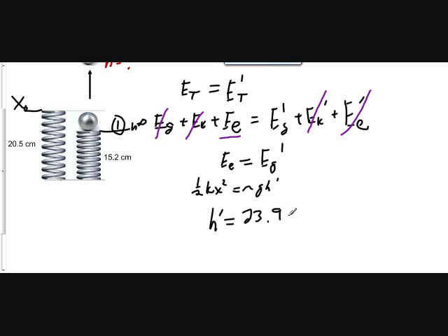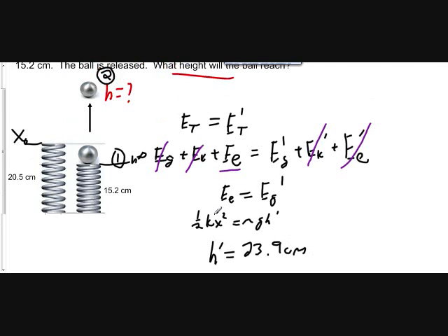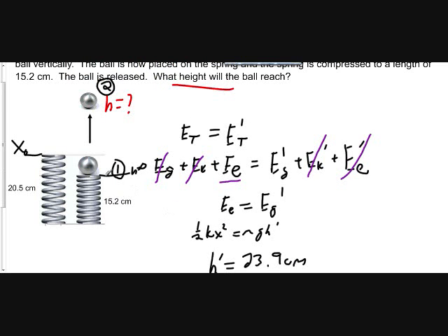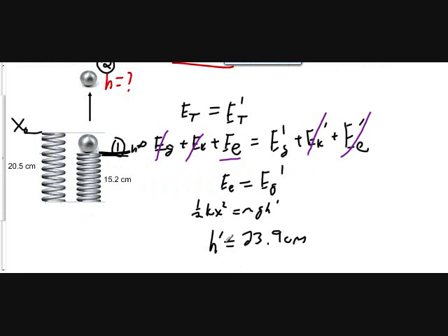So again, just to drive this home, what this means is this ball will be 23.9 centimeters above this line. So from here to here will be 23.9 centimeters. If I wanted the height above the bottom of the spring, say it was resting on a table, I'd have to add this 15.2 centimeters. All right, so again, I think that example is done.